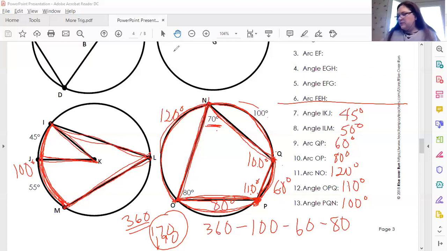And on page 53 in your book, number 4 and 5 gives you an exercise that you can do in Desmos, or even just on your graph paper if you have a protractor. On page 53, number 4 and 5. And it'll help you to see why the inscribed angles are 1/2 of the intercepted arc. So if you have any questions, drop me a comment, and I will see you all again soon.